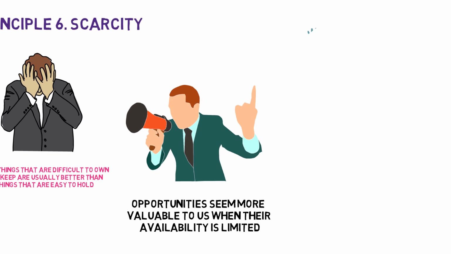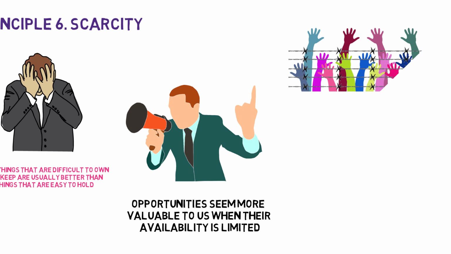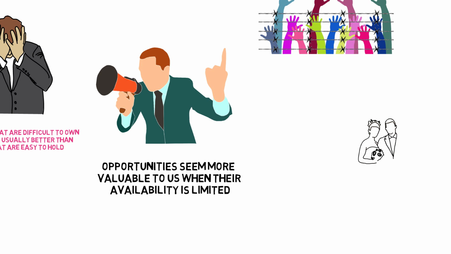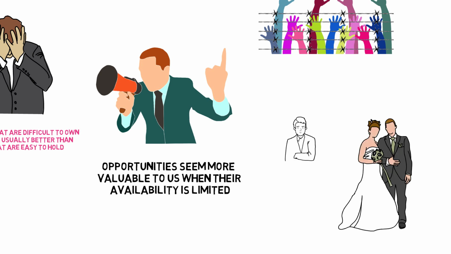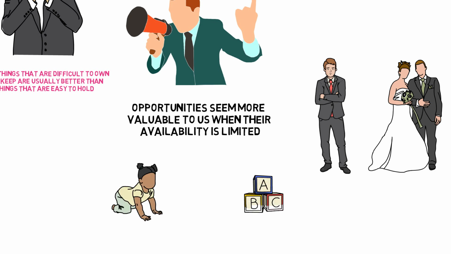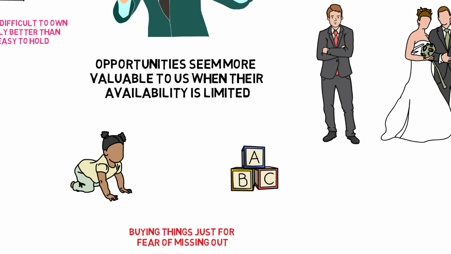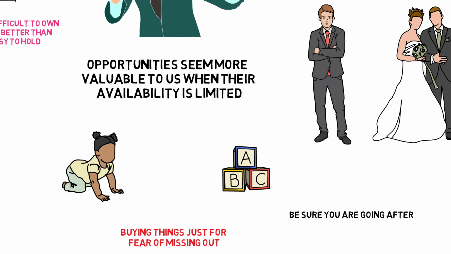As opportunities become less and less available, we start losing our freedom. Let me give you some examples and you'll understand better. The passion of an indifferent lover surges when a rival comes in. Children run for toys behind obstructions rather than the ones lying in front of them. The scarcity pushes us into buying things just for the fear of missing out. Be sure you are going after something because it's useful, not just because it's scarce.